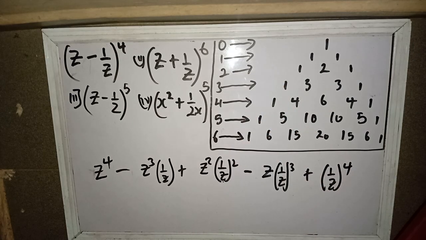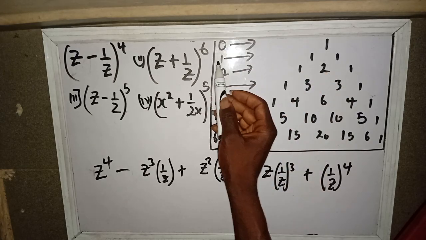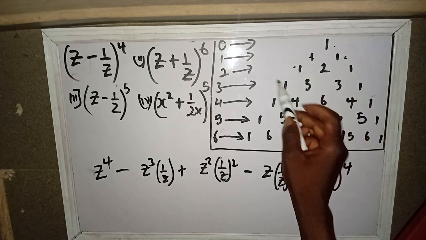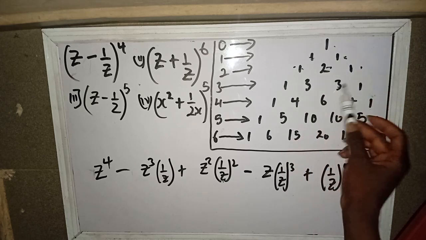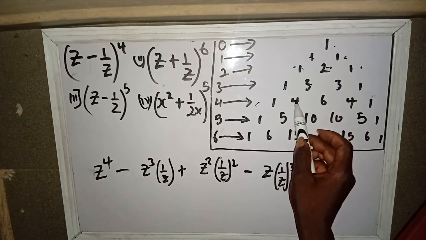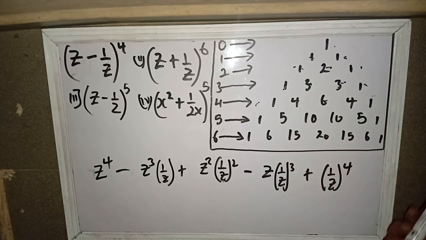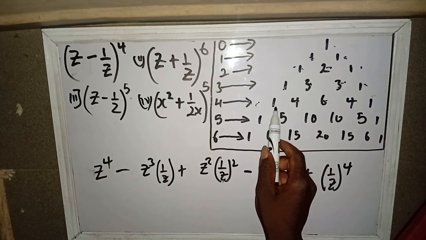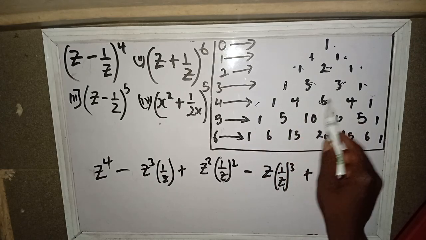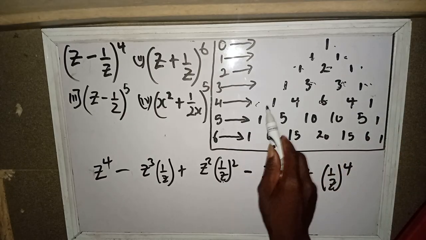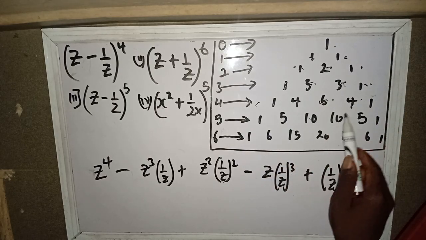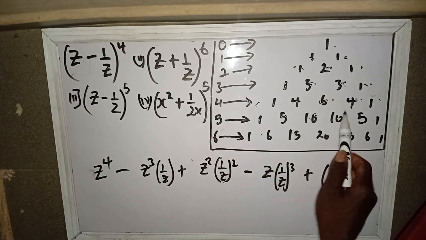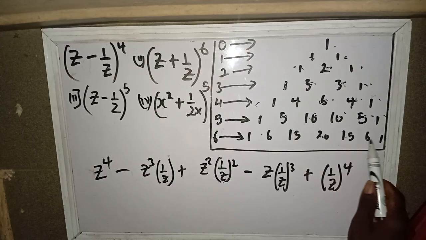Now go and check your Pascal triangle. This is power of 0, power of 1: 1, 1. Then 1, 1 plus 1 is 2, 1. Then 1, 1 plus 2 is 3, 2 plus 1 is 3, 1. Then 1, 1 plus 3 is 4, 3 plus 3 is 6, 3 plus 1 is 4, 1. That's how to generate it. Then 1, 1 plus 4 is 5, 4 plus 6 is 10, 6 plus 4 is 10, 4 plus 1 is 5, 1. Then 1, 1 plus 5 is 6, 15, 20, 15, 6, 1.